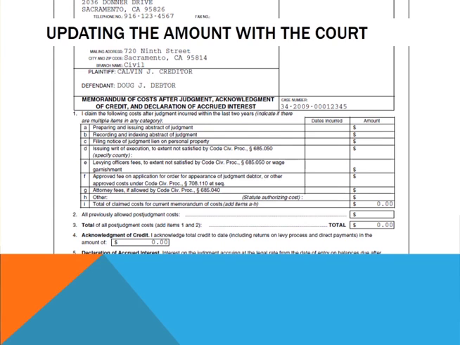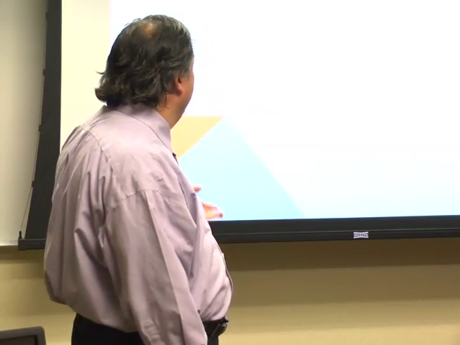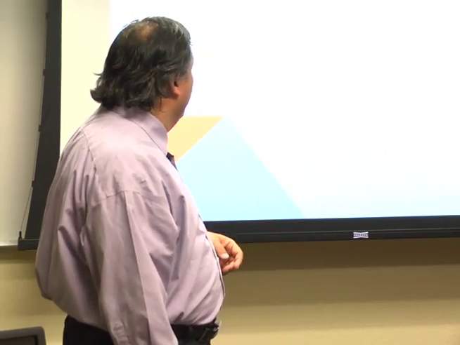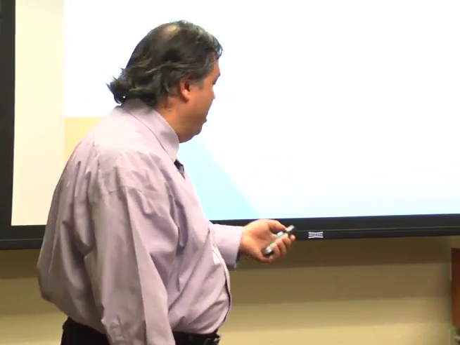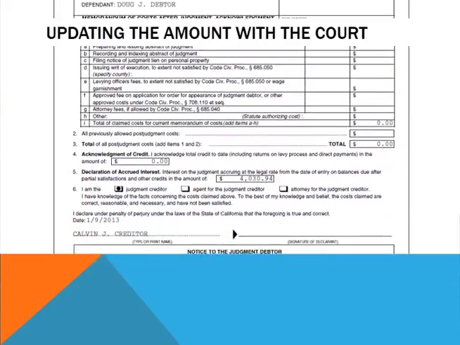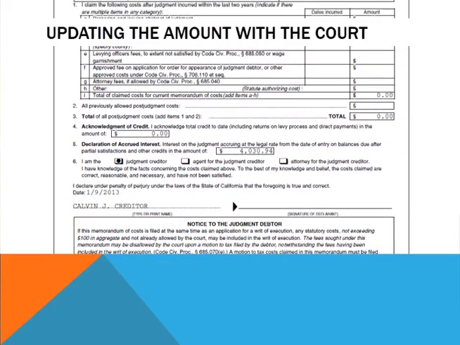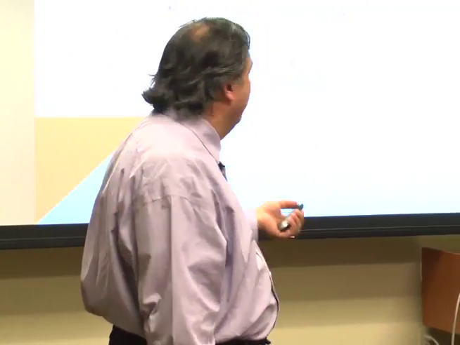Item number 2 is any previously allowed costs. So if you filed one of these before, it's whatever the costs were from the previous one or ones totaled up, and you get a total. Acknowledgement of credit: how much has this person paid you? And you would put whatever they have previously paid. And then the declaration of accrued interest. This is the amount that you previously calculated as far as how much interest is added on.